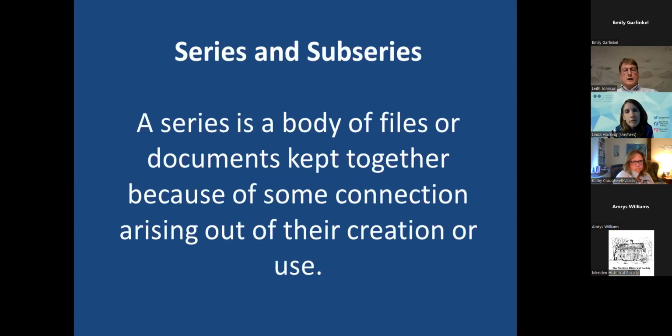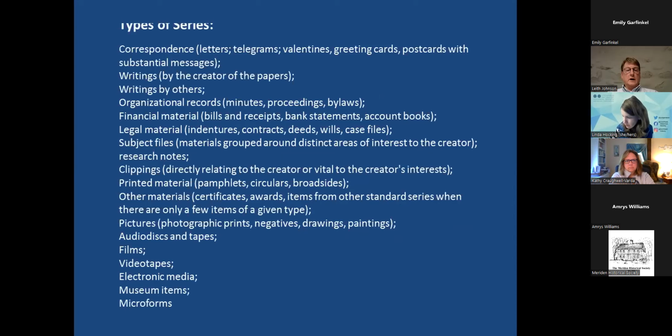So after the collection level, there's the series and subseries, and these are groupings and subgroupings. They're a body of files or documents kept together because of some connection arising out of their creation or use. And there are many, many different types of series and subseries. Now, this is just one list of series. This isn't a definitive list, but it gives you a sense of the kinds of groupings that we put archival materials into. Please notice that none of these series relate to subjects or topics within the collection.